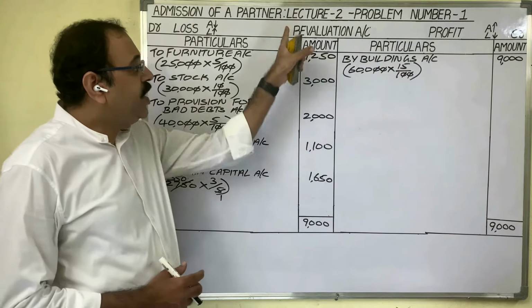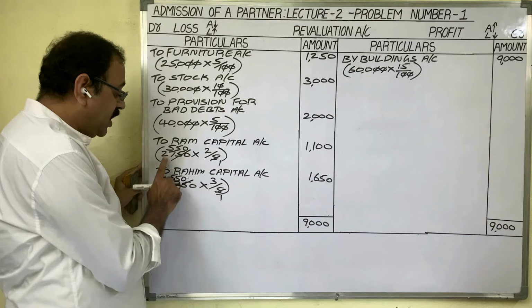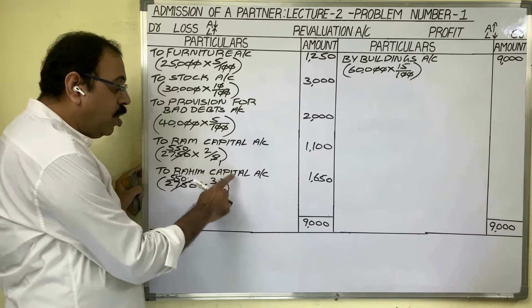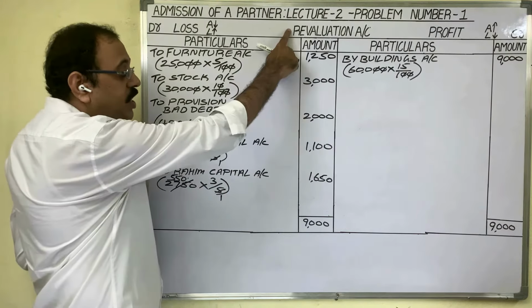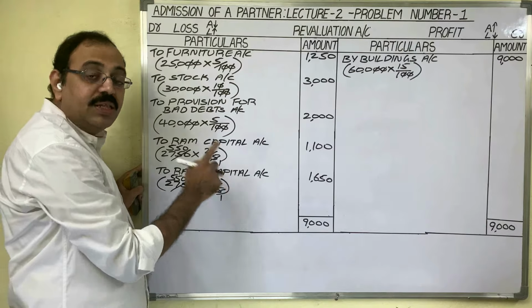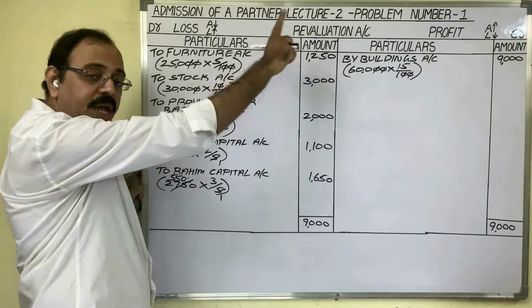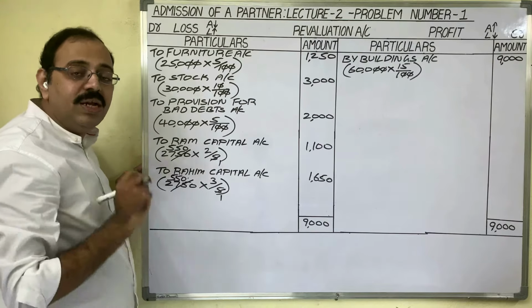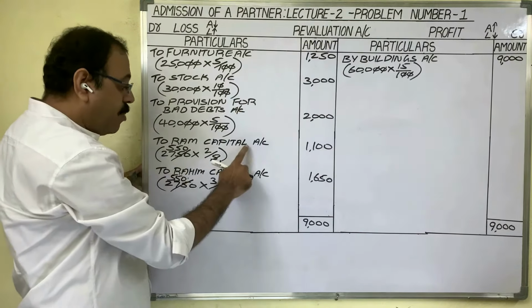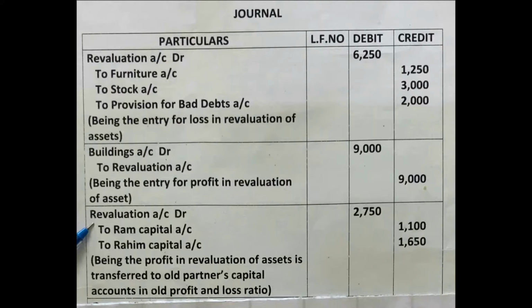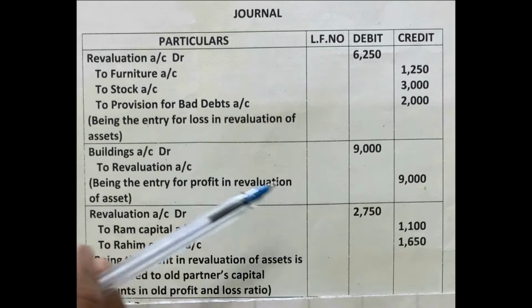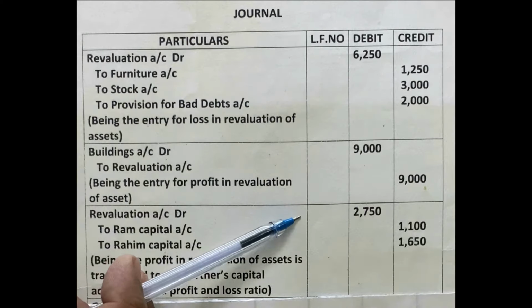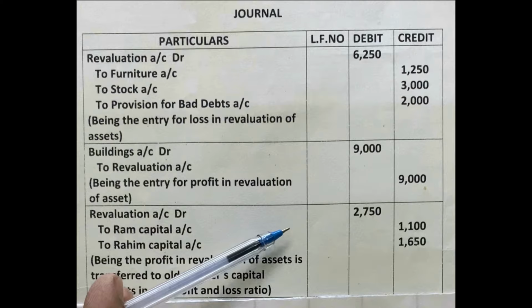Next, third entry. In revaluation account debit side, we transferred this revaluation profit 2750 to old partners' capital accounts. As in revaluation account debit side, we wrote these two accounts' names, in third general entry also, revaluation account should be debited. And Ram capital, Rahim capital are to be credited. So what is the third entry? Revaluation account debtor to Ram capital account, to Rahim capital account. Revaluation profit 2750 showing in debit column. In that amount, Ram's share 1100, Rahim's share 1650, you have to show in credit column.